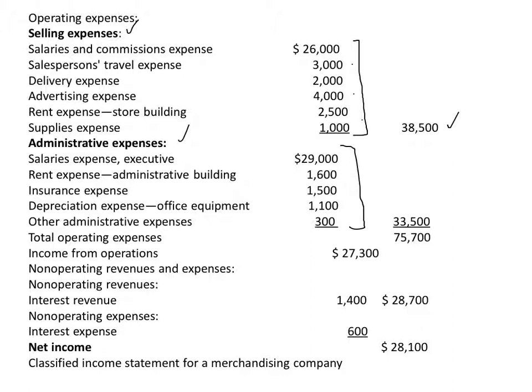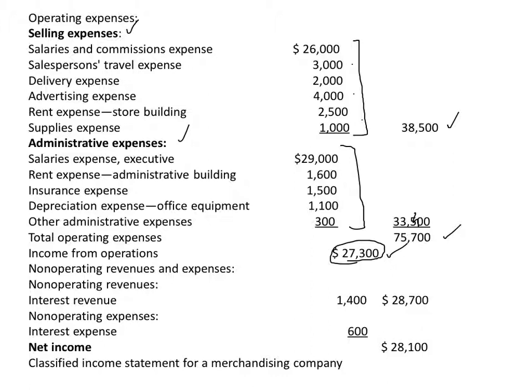So we break the total operating cost of $75,700 into $38,500 selling and $33,500. Oh, it should be $33,200, sorry. Okay. We have the total operating costs, and therefore we have income from operation. We subtract the $75,700 from the $103,000. And we have income from operations of $27,300.